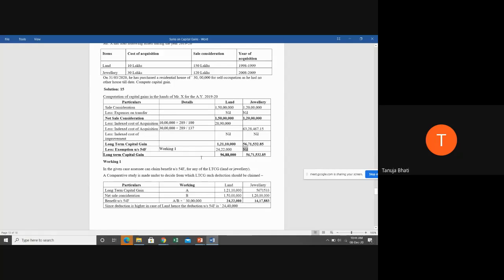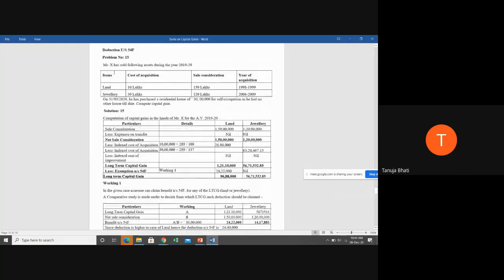So the long-term capital gain is 1,21,10,000 minus 24,22,000, which is 96,88,000. And for jewelry you will get the same amount because the exemption under jewelry is nil. So students, have you all understood section 54F? Yes, students?